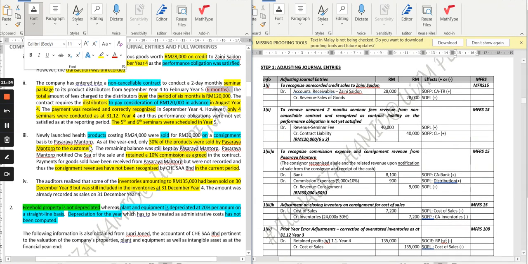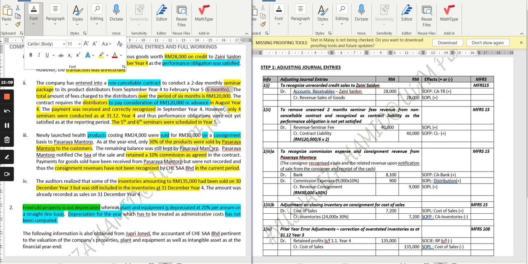Next one, newly launched health product costing 24,000 were sold on a consignment. So this is a revenue for consignment sale where you don't sell your product directly, meaning that CHESA does not sell the product directly, but it was sold on consignment, and that was done by Pasaraya Mantop. So Pasaraya Mantop, however, managed to sell 30% of the products that were delivered by CHESA, right?